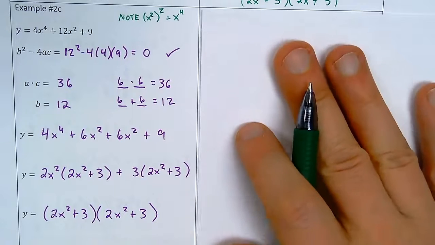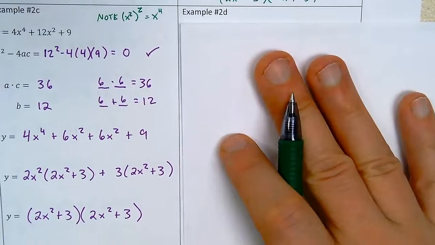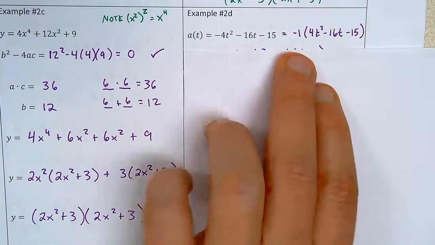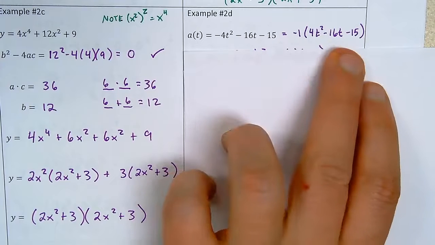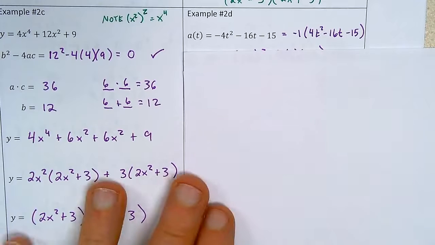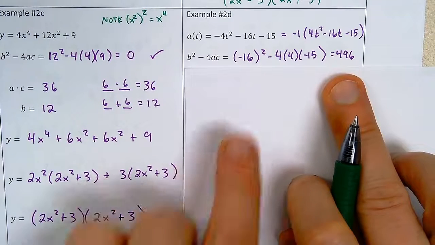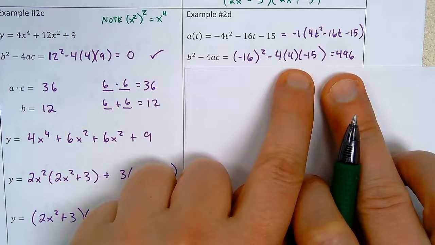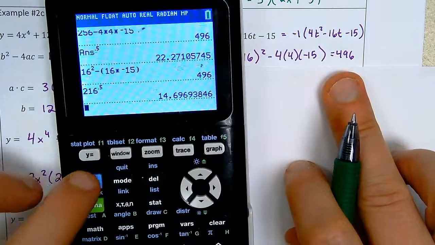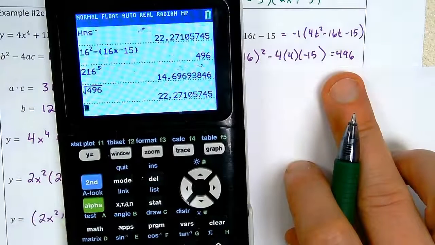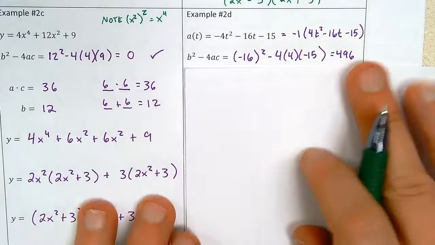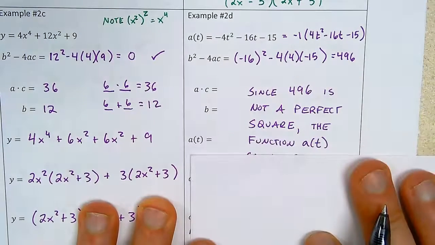Okay, let's look at example 2d. We have a negative leading coefficient, so I'm going to go ahead and factor a negative 1 out. It doesn't look like there's anything else that can factor, so there's our greatest common factor. Then I'll check the discriminant. b squared minus 4ac is 496, which I don't think is a perfect square. If I use my calculator, yeah, nope, there's no integer square root for 496. So since 496 is not a perfect square, the function cannot be factored any further.